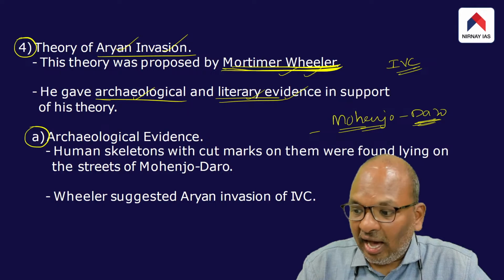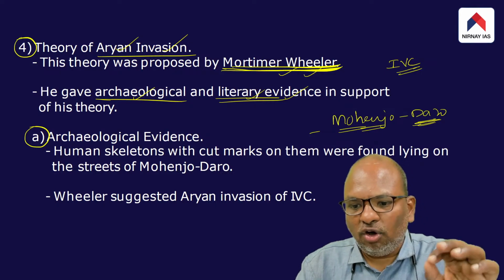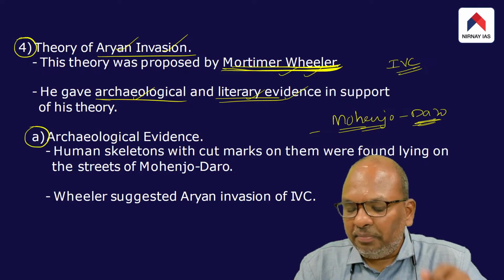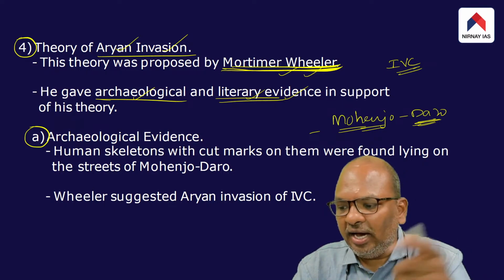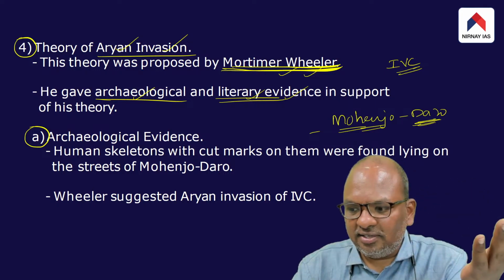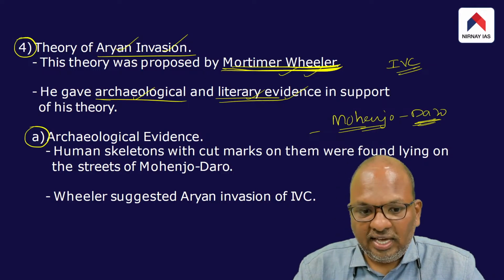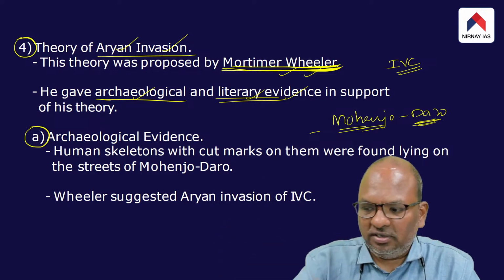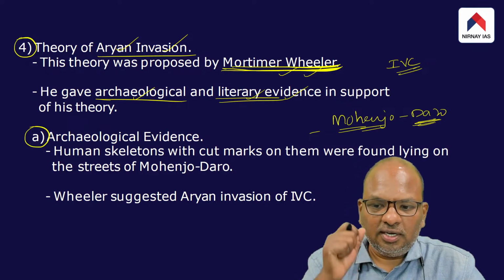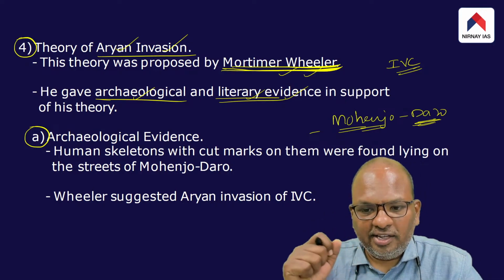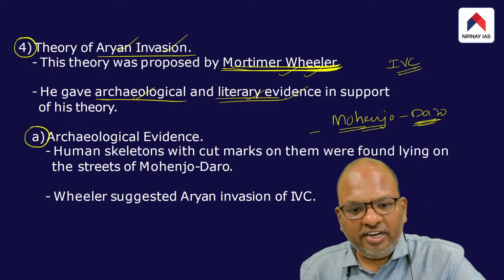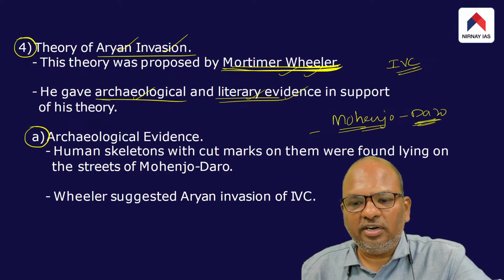Wheeler held the Aryan invasion responsible for the decline of the Indus Valley civilization. Basically, Wheeler argued that those skeletons were found lying on the streets because of the invasion carried out by the Aryans. He argued that the Aryans were not the natives of India, and that they came to India from other parts of the world with far superior weapons, and with chariots drawn by horses. They fought with the people of the Indus Valley civilization, defeated them, and destroyed their cities. That was the argument by Mortimer Wheeler.